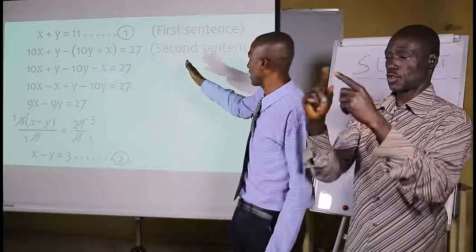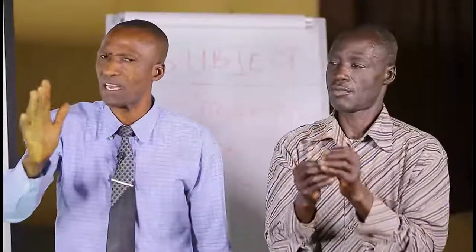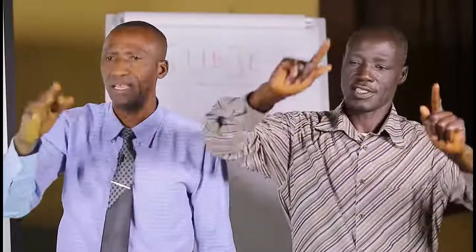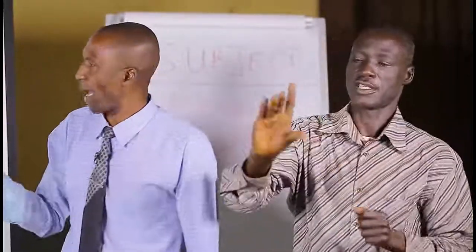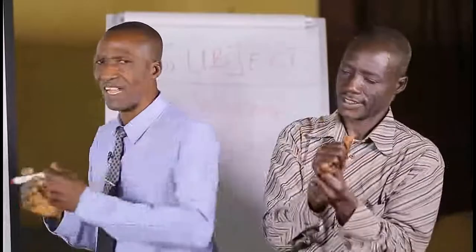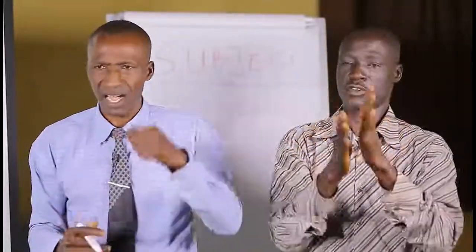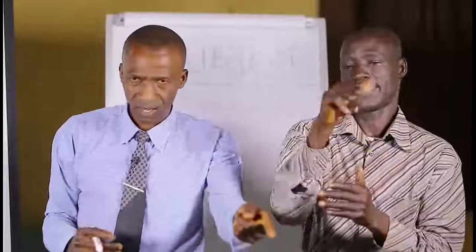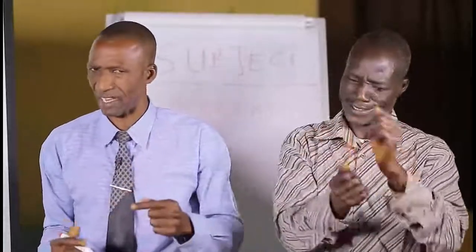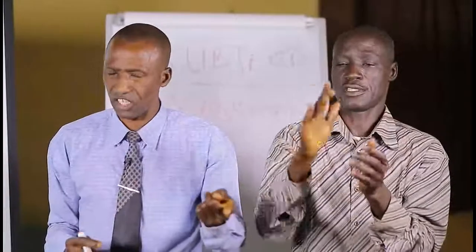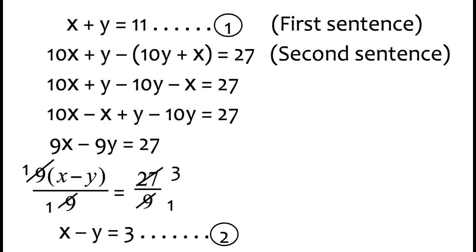Then come to the second sentence. The number is 27 greater than the number obtained by interchanging the digits. When the digits are interchanged, it means that the tens digit becomes the unit digit, and the unit digit becomes the tens digit. So what am I saying? The number now becomes 10y plus x. When the digits are interchanged, the number will be 10y plus x.